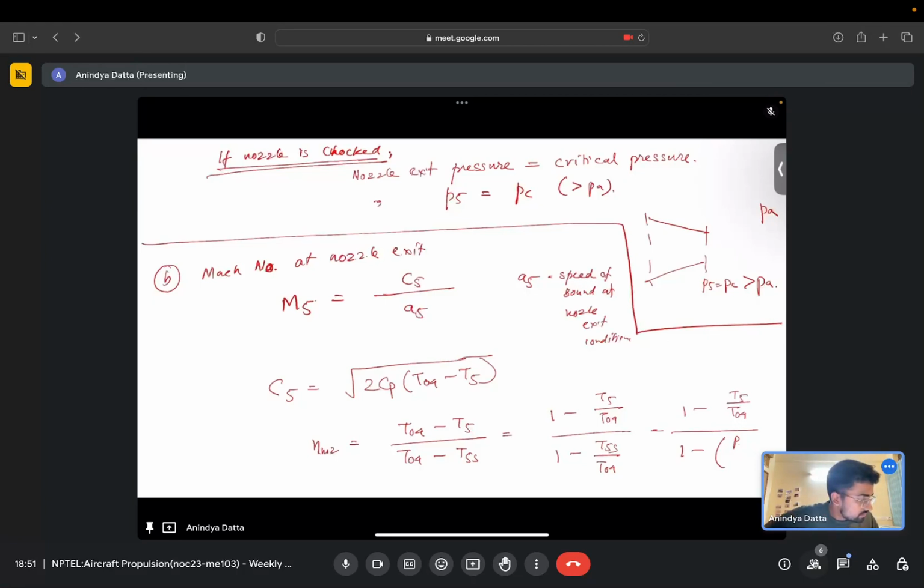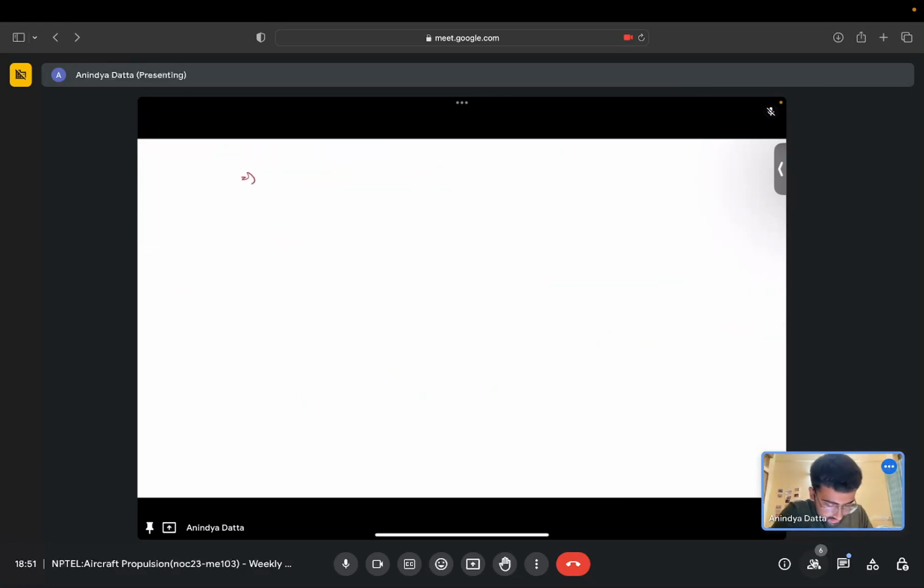P05. What, did I make a mistake? A second. This is, sorry, P5 by P04 to the power (gamma minus 1) by gamma. Okay, so if you simplify this, you will get this expression, T04 minus T5. This is similar to what we get in the case of a turbine and isentropic efficiency.